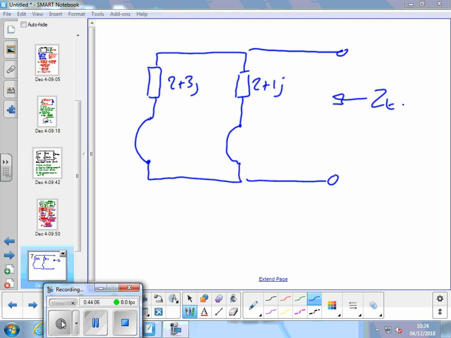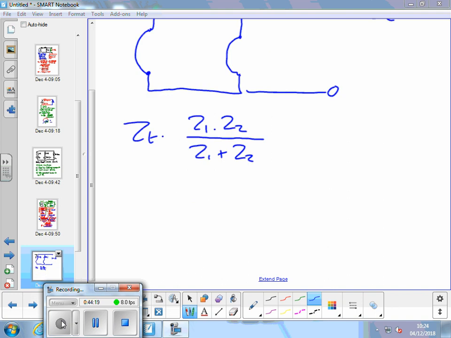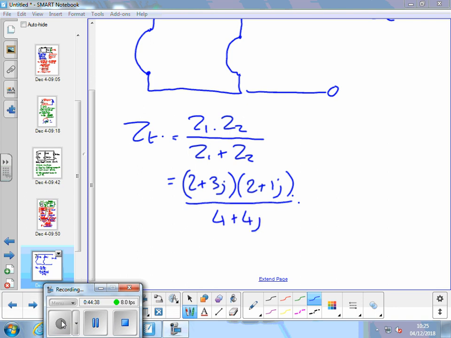We're getting short of time. I'm just going to go through this. So the total Thevenin's impedance is Z1 times Z2 over Z1 plus Z2, which is 2 plus 3J times 2 plus 1J, divided by the two added together, which is 4 plus 4J.